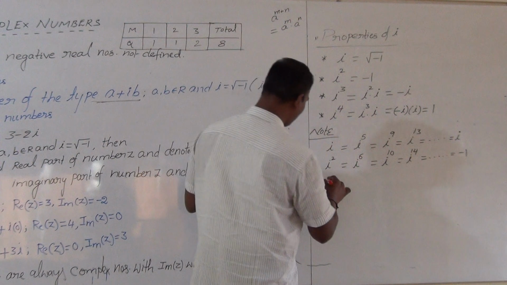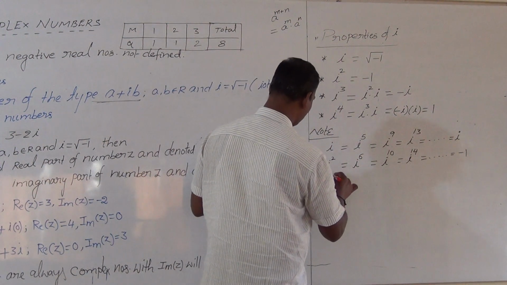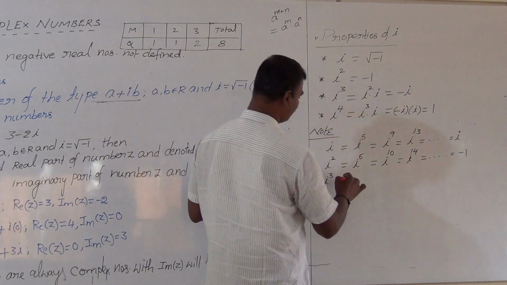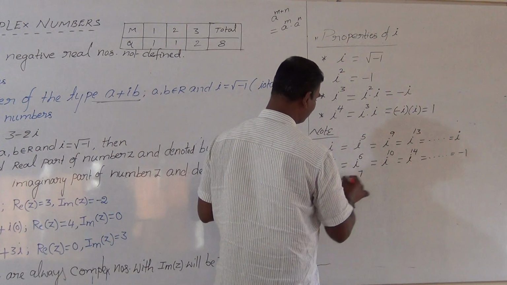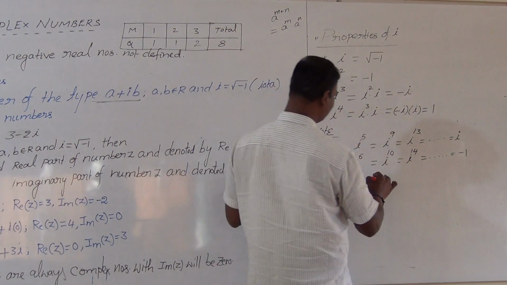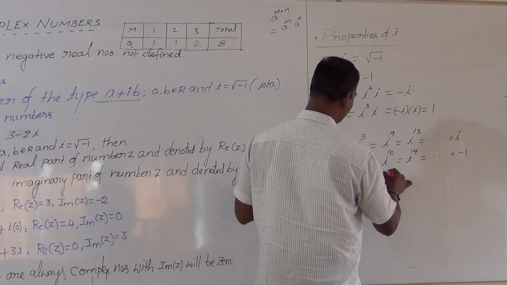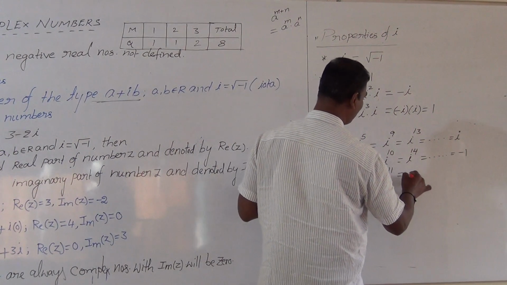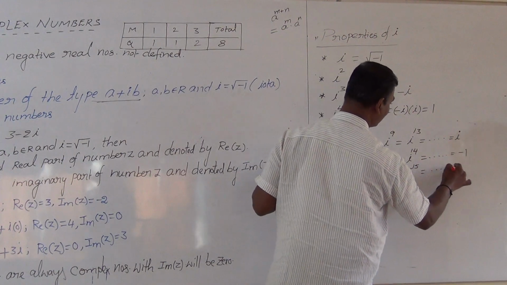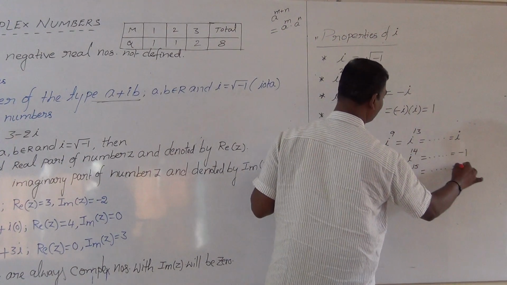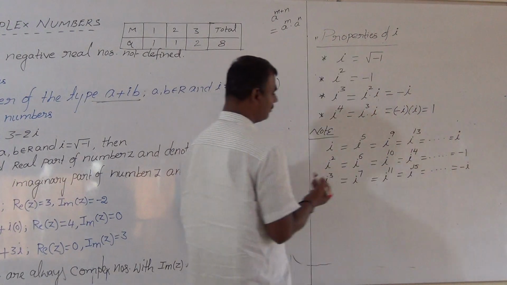Similarly, if I take the next term, iota raised to 3, this will be iota raised to 7, with a difference of 4 always. Iota raised to 11, iota raised to 15, and so on. This is equal to minus iota.